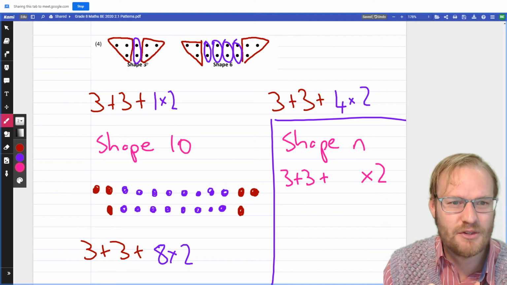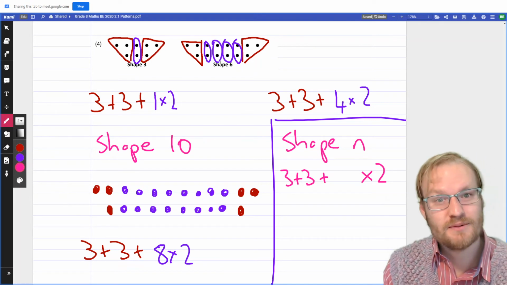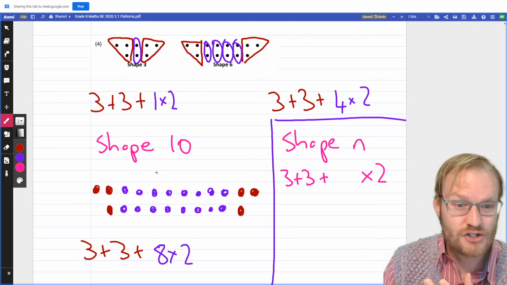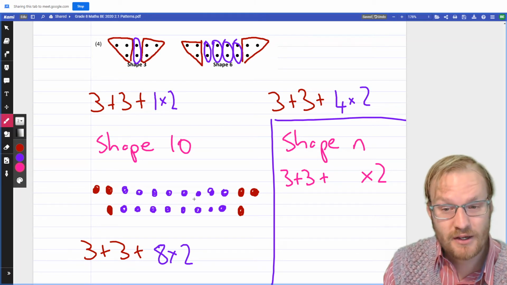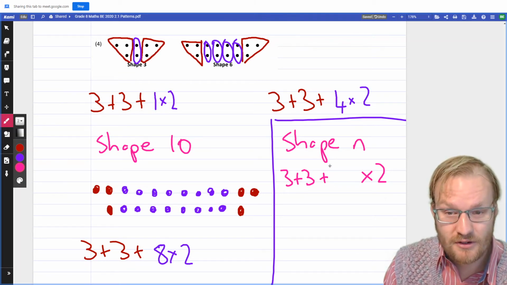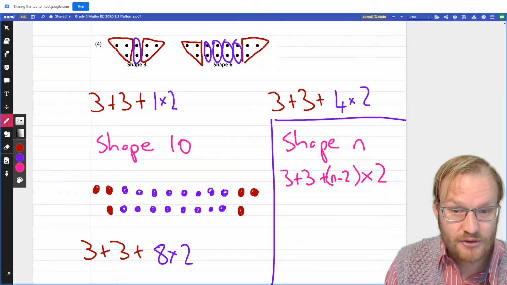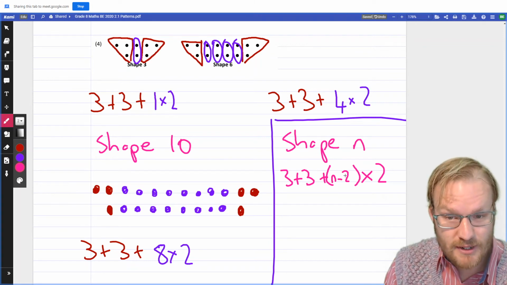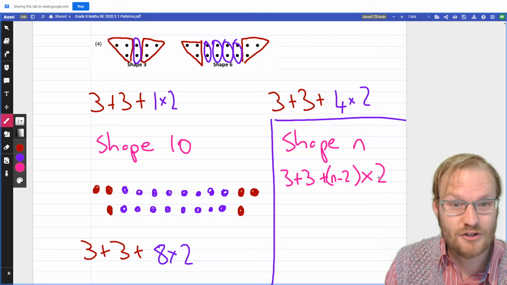So when it was shape 3, we're doing 1 of them. When it was shape 6, we're doing 4 of them. When it's shape 10, we're doing 8 of them. Therefore, when it's shape n, we're doing n minus 2 of these groups of 2. So there's our rule. 3 plus 3 plus, take your shape number, subtract 2, and multiply that by 2.